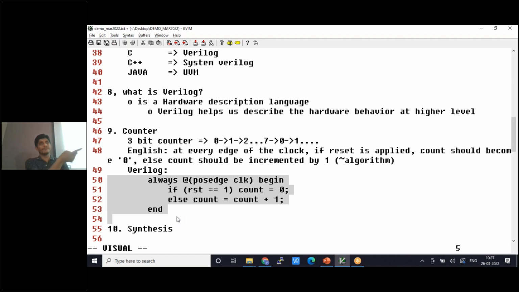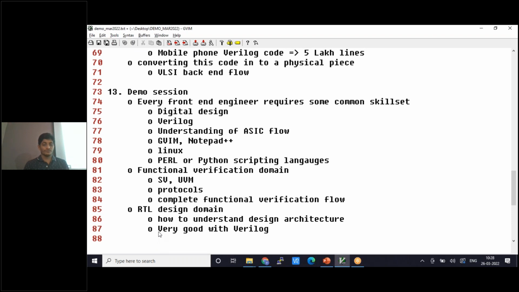The person who verified this code is called a functional verification engineer. Again, I'm repeating. The person who has developed this code is called an RTL design engineer. The person who verifies this is called a functional verification engineer. So the RTL design engineer should be good at developing all this code, with very good expertise in Verilog coding.